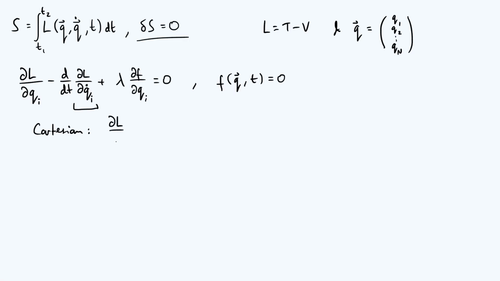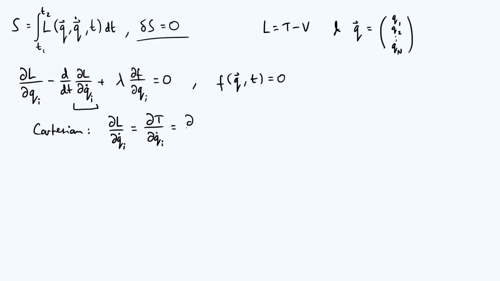Then your dL by dq dot i, what would that actually be? Well, remember that L is the kinetic energy minus the potential energy. Potential energy only depends on position, so the q dot dependence of L must be coming from the kinetic energy part. So dL by dq dot i is the same as dT by dq dot i.